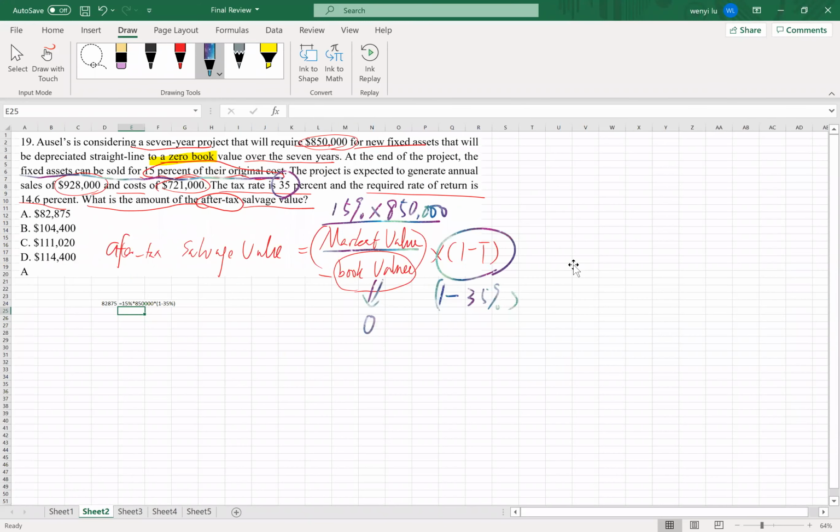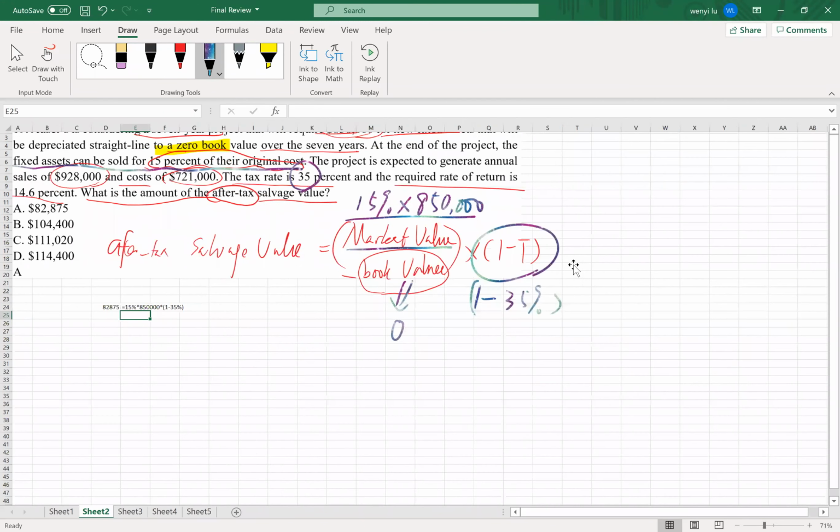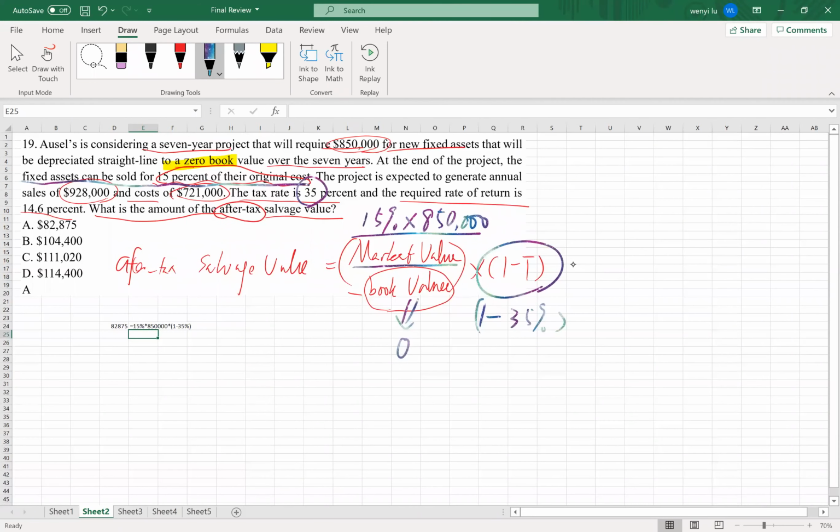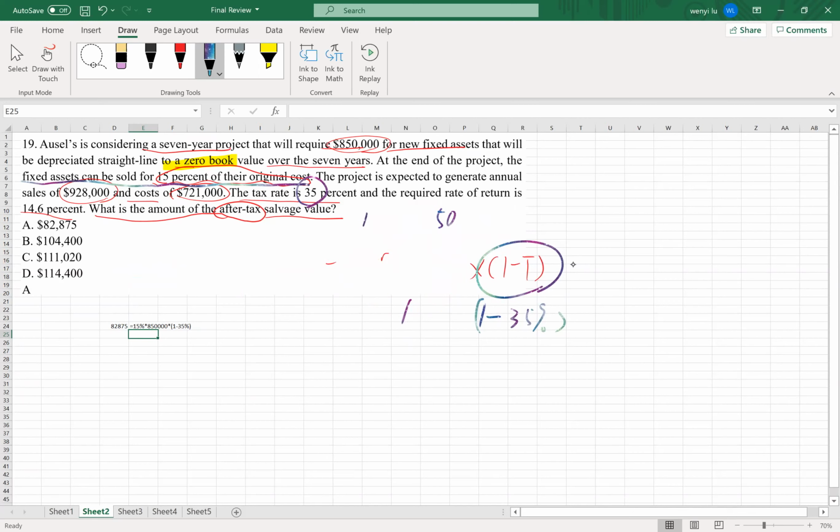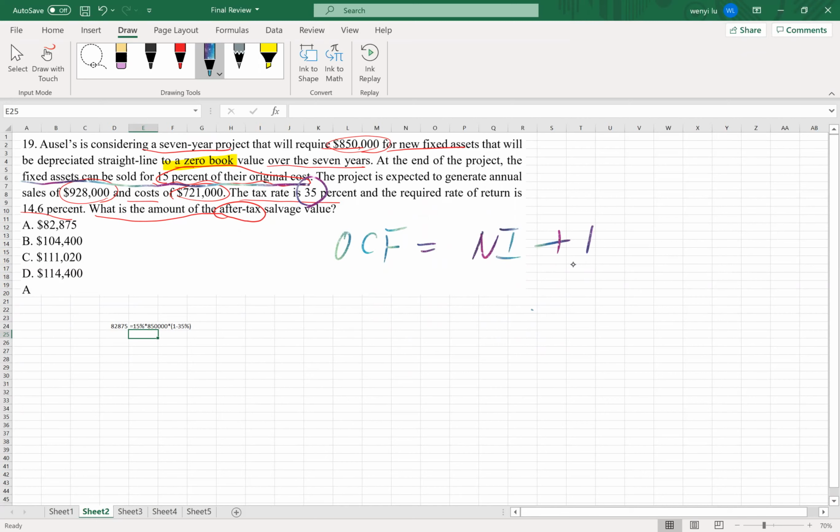Let me ask you more questions based on this problem. Suppose I use the same questions in the final, right? But I will not ask you about after-tax salvage value. Instead, I will ask you what? What is the operating cash flows, right? Can you solve operating cash flows for these questions? So we want to solve the operating cash flow like we did in the last sheet, right? According to our operating cash flow formula, it will be the net income plus what? Depreciation, right?